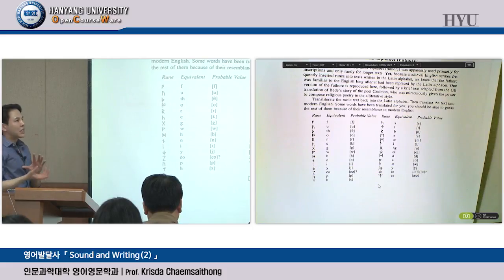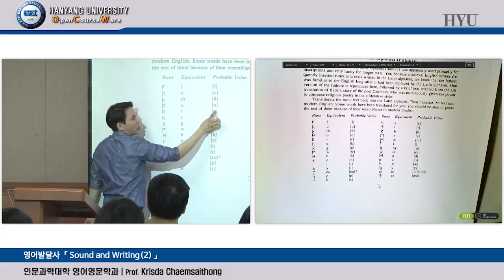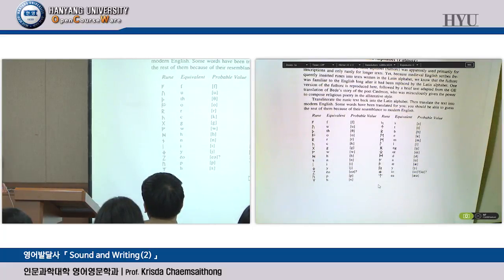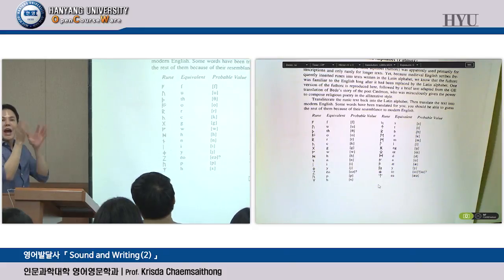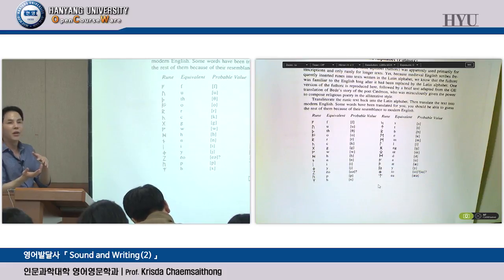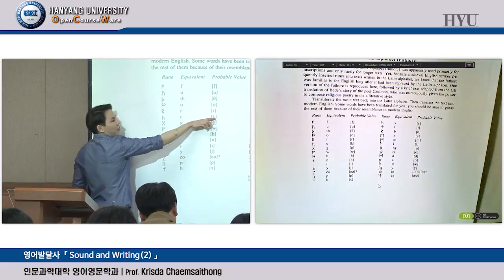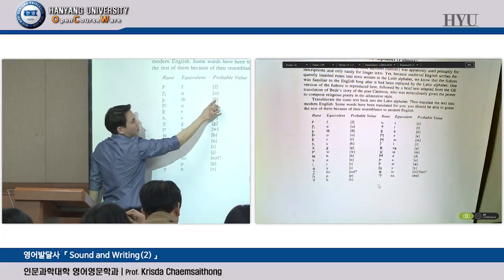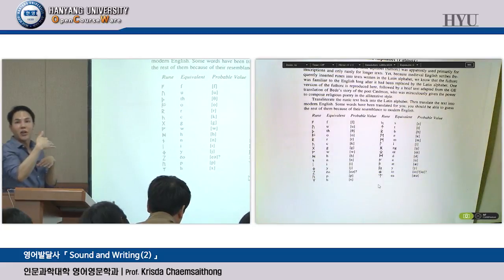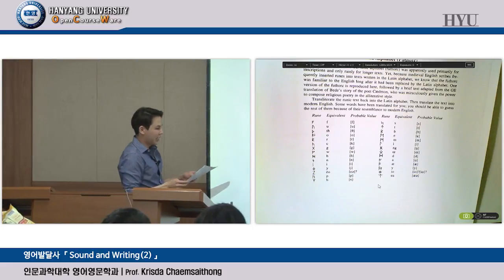Now we call the runic system the Futhork because F-U-T-H-O-R-K, the Futhork, right? Just like alphabet, alpha, beta, right? But here, the runic system of the Anglo-Saxon, of the English people, is called Futhork, because of the first letters, the first 1, 2, 3, 4, 5, 6. The first 6 letters make up the word Futhork, right? Now, you are not supposed to memorize this.